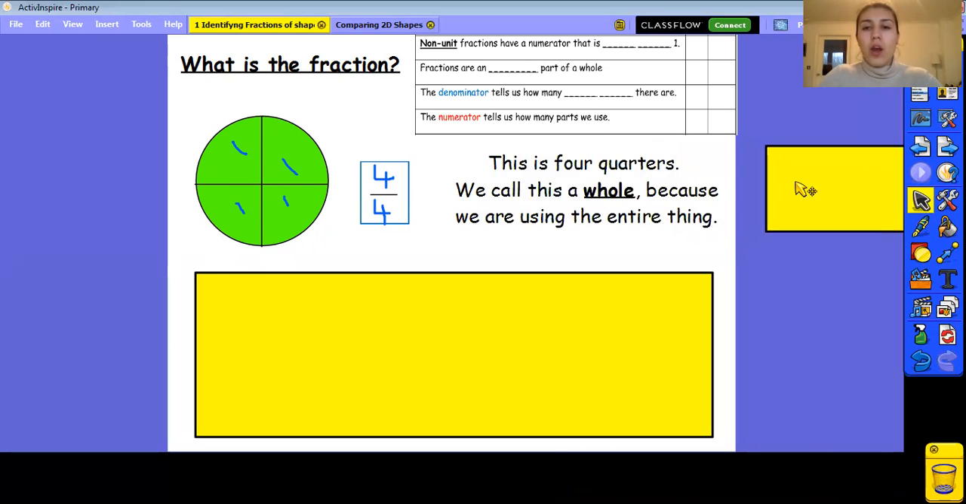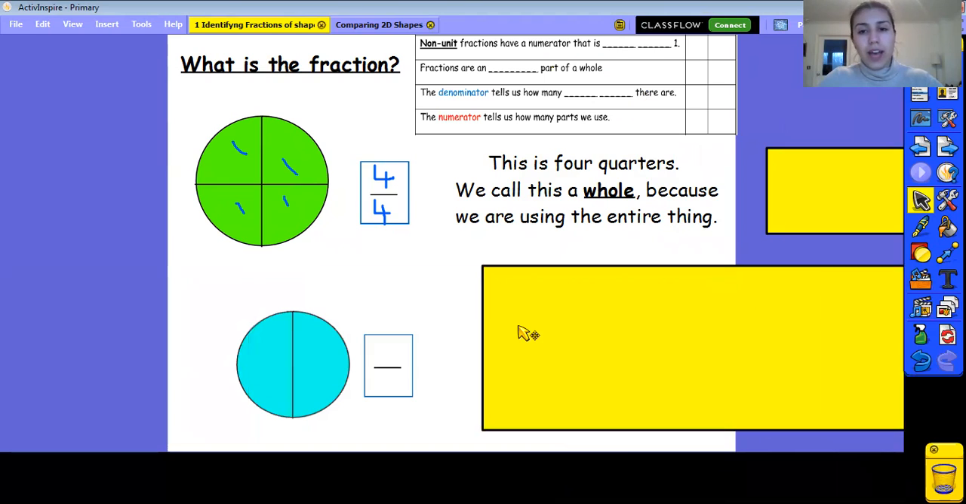Now, when we have 4 quarters, that is the same as a whole, because the whole of my shape has been shaded. We've shaded the entire thing. So what you might notice is that when your numerator and your denominator are the same, that means out of all of these parts, all of them are shaded. So that is equivalent, that is equal to the whole.